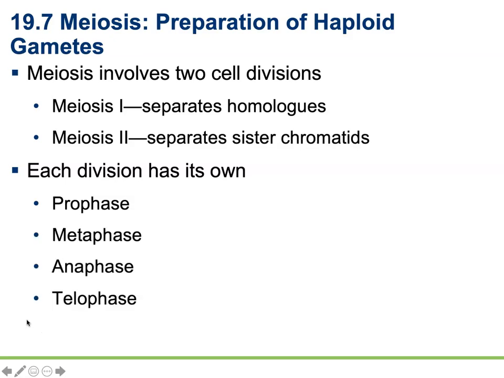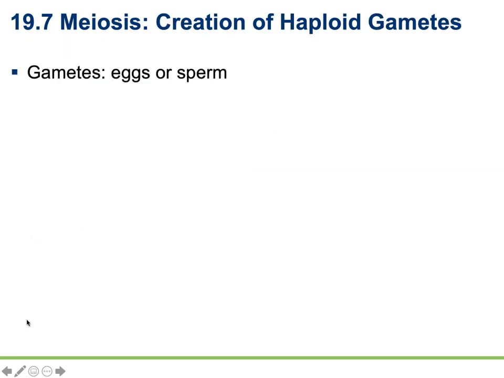So fortunately, we do not need to learn a whole new set of vocabulary. We just are going to have to apply it slightly differently. So if you can remember prophase, metaphase, anaphase, telophase for mitosis, you should be able to do the same for meiosis I and meiosis II. So we're starting off with those gametes.